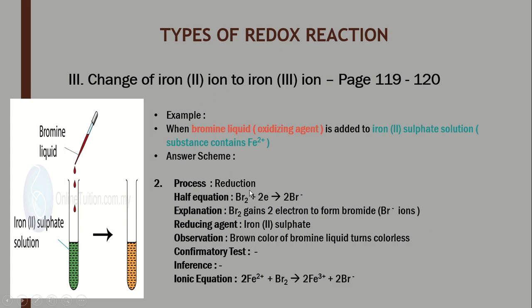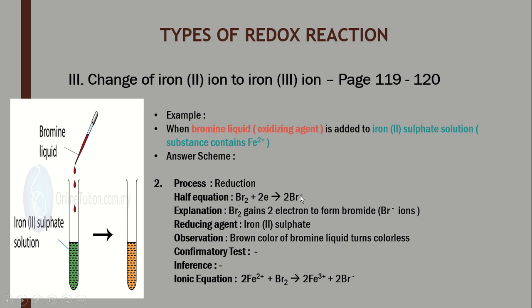Okay, so here bromine liquid Br2 is converted into bromide ion. So this is the reduction process. Automatically, the first one was oxidation, so this one must be reduction. So you balance the equation.